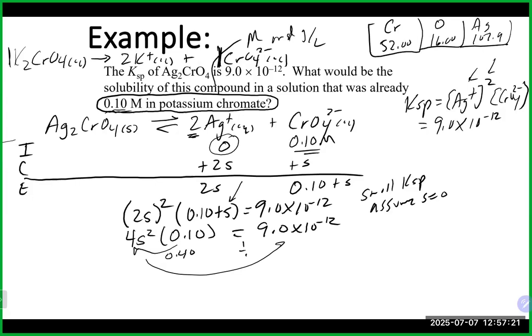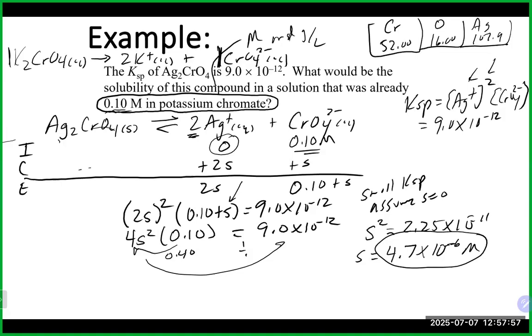So we're then going to take 9 to the minus 12 divided by 0.4. That's going to give us s squared is equal to 2.25 times 10 to the minus 11. Obviously, at this point, we're going to square root both sides. So a little square root action. Kind of get us here, call it 4.7 times 10 to the minus 6. This again would be the molarity or the molar solubility here of silver chromate in a solution of potassium chromate. Once again, though, we are looking for grams per liter since I added that on at the end.